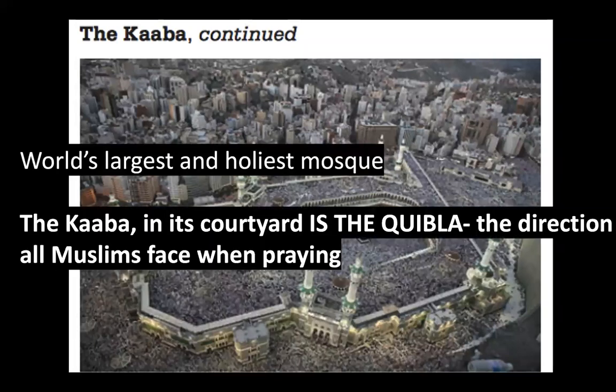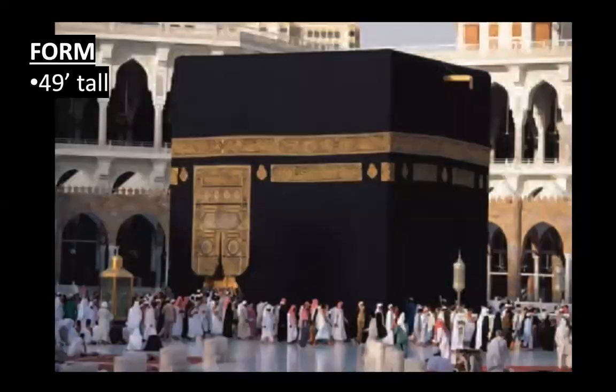The Kaaba in its courtyard is the Qibla. So this is going to have an influence on all mosques. All mosques have a Qibla that faces towards the Kaaba, which tells Muslim people which direction to pray in.